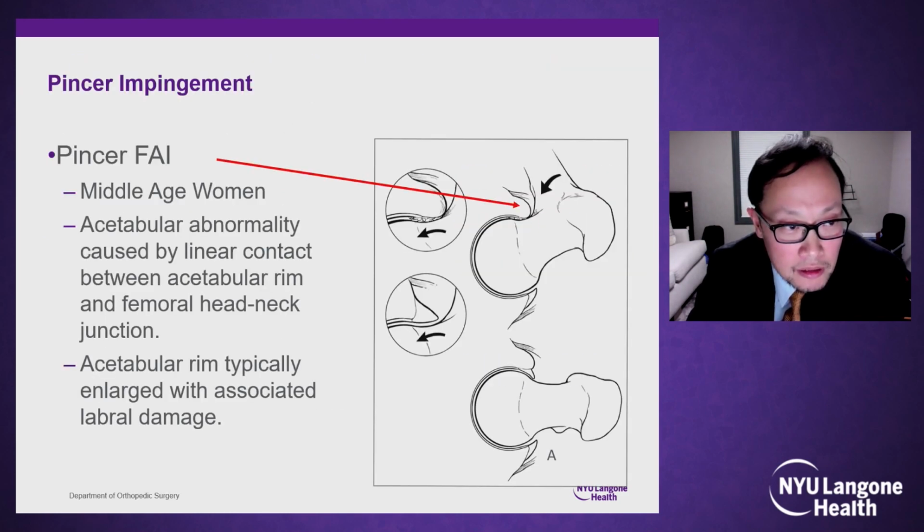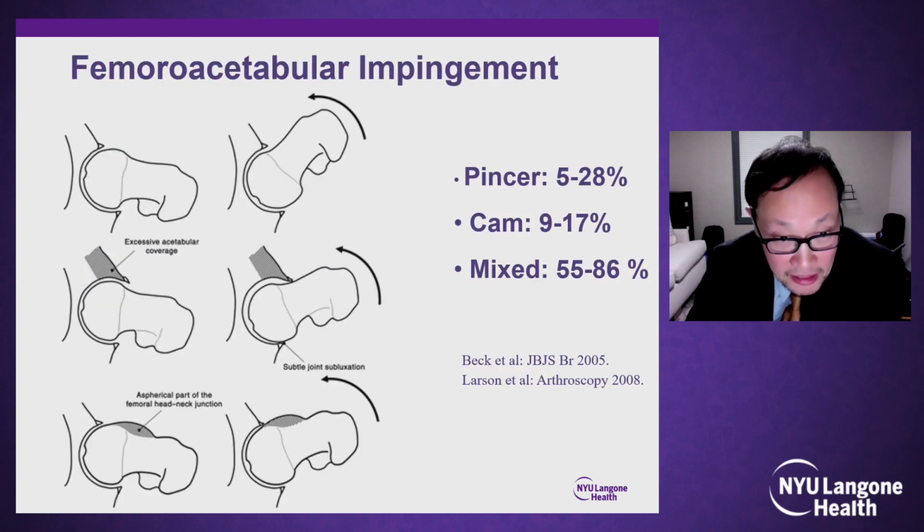Pincer impingement is typically more typical in middle-aged women. It's an acetabular abnormality caused by linear contact between the acetabular rim and the femoral head-neck junction, and that leads to labral damage. In reality, we know that people don't have isolated pincer or CAM impingement. They have mixed impingement.